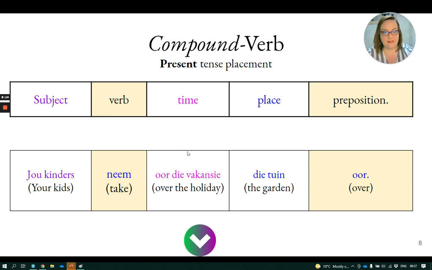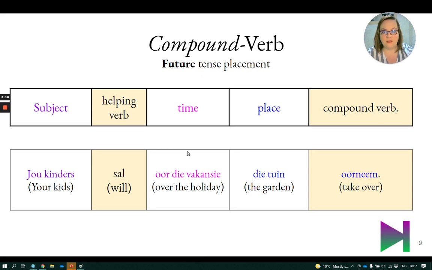Okay. And let's do future. Jou kinders sal, future tense sal, oor die vakansie die tuin oorneem. So oorneem for future tense stays the same. That's actually quite easy. So you still have sal and you have your compound verb at the end of the sentence. That's the easiest future tense.